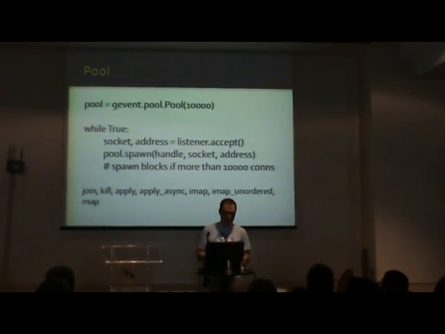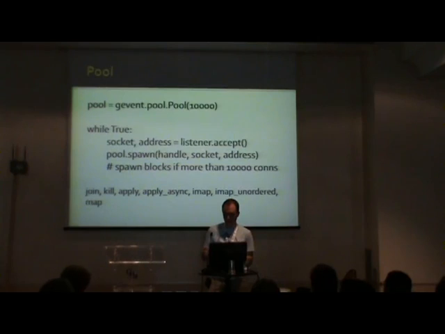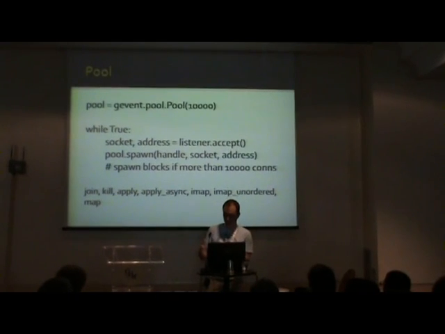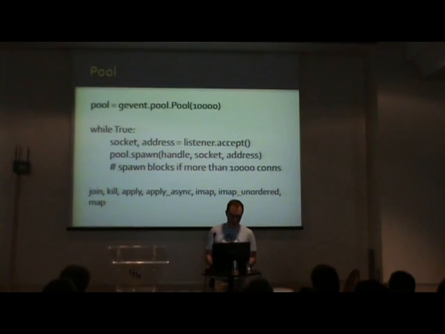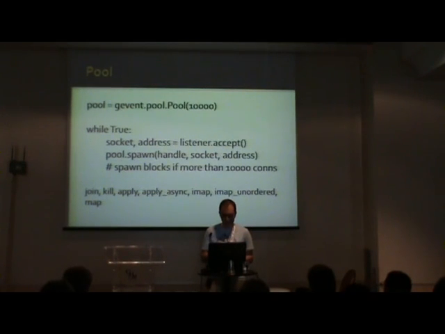The Pool class is for managing greenlets in the group. It also has a spawn method, and when you call pool.spawn, the greenlet becomes part of this pool. A pool can have a limit of how many greenlets it can run, for example, in this case, 10,000. And when it reaches 10,000 active connections, the spawn just blocks until there is a free slot. The API of the pool is inspired by multiprocessing pool. There are lots of methods like imap, imap_unordered and others that are already present in multiprocessing.